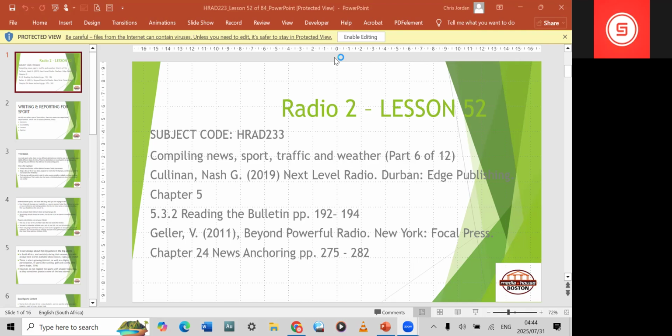This comes from your textbook, Next Level Radio, Chapter 5, 5.3.2, which is reading the bulletin. It looks exactly like yesterday, actually. And then news anchoring 275 to 282 from Beyond Powerful Radio.